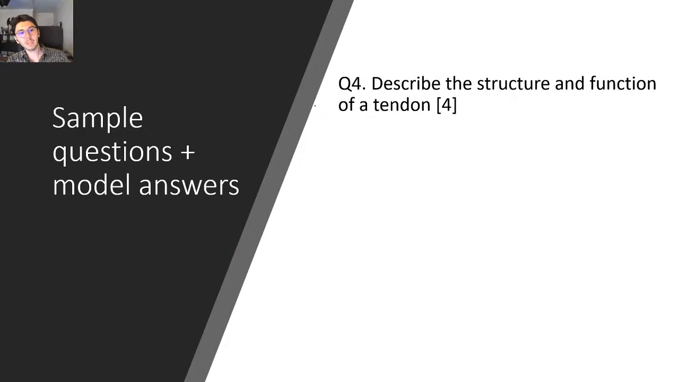Okay, question for cells, muscles. Now we do some tendon questions. So it's describe the structure and function of a tendon. Okay, so that was 4 marks. This is a very typical question. So we answer it quite simply.